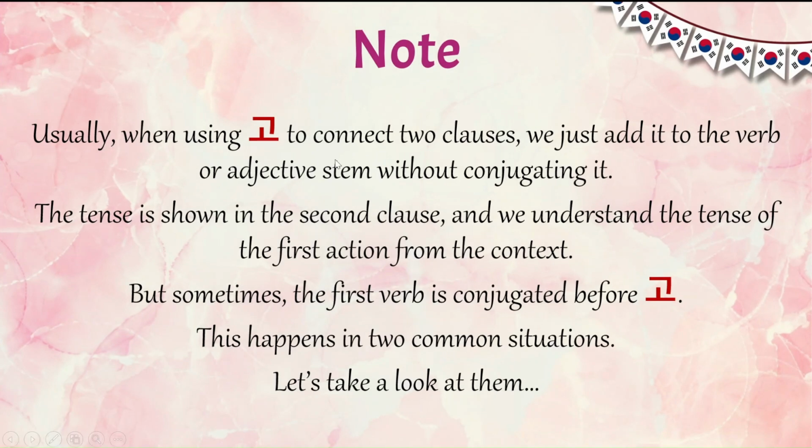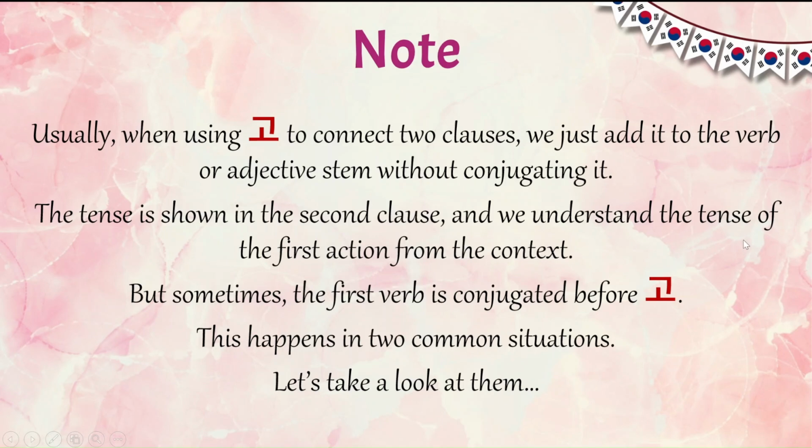Usually, when using ko to connect two clauses, we just add it to the verb or adjective stem without conjugating it. In all the examples that we have just seen, we attached ko to the verb or adjective stem, and we never conjugated it. We just attached it to the stem. Simple. The tense of the complete sentence is shown in the second clause.